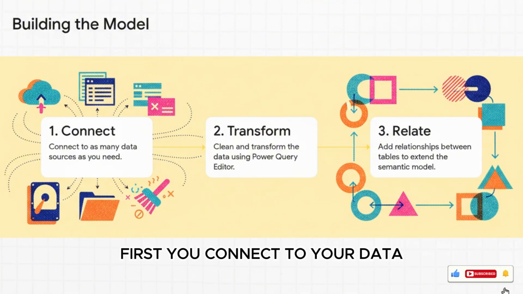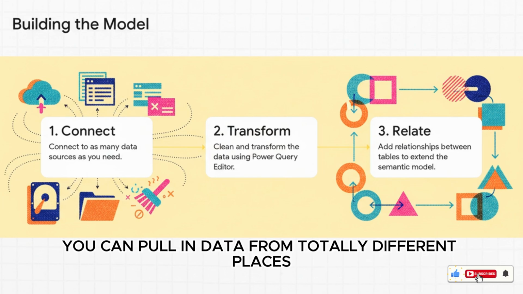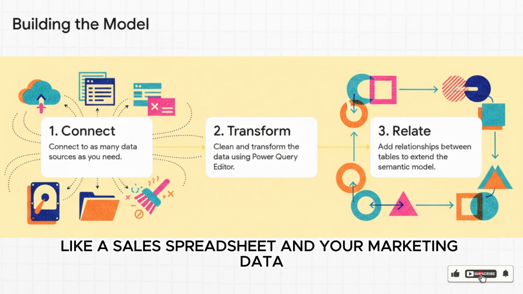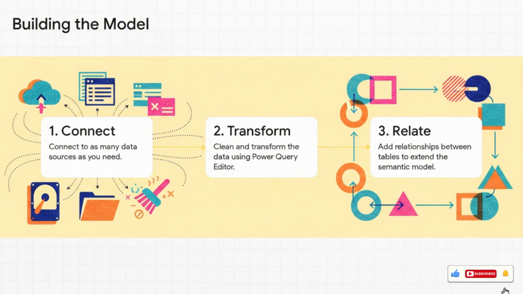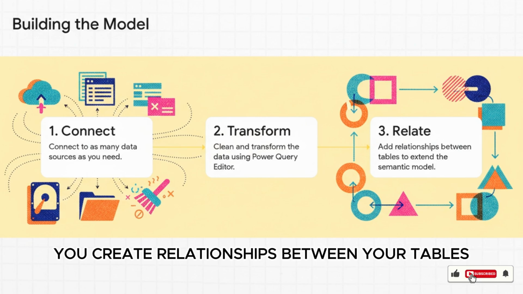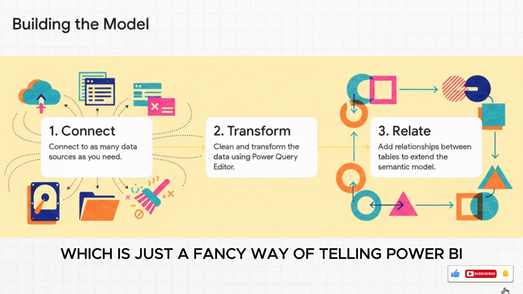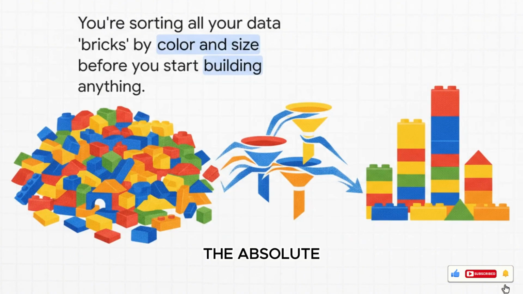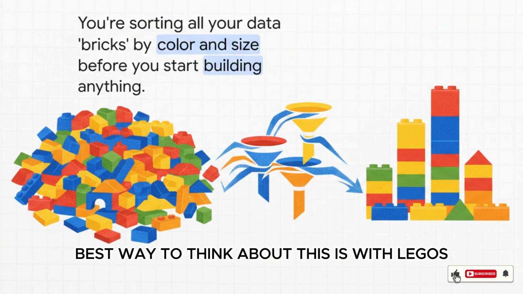First, you connect to your data. And this is so powerful because you can pull in data from totally different places, like a sales spreadsheet and your marketing data. Next, you clean it all up. And finally, you create relationships between your tables, which is just a fancy way of telling Power BI how everything fits together.